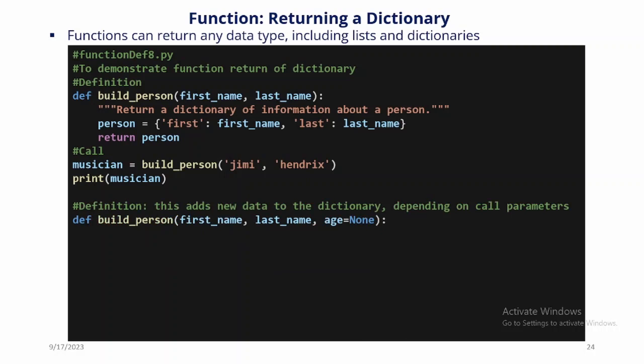So you can also add new data to the dictionary, which depends on the call parameters. So we say build person, first name, last name, age equal to none. In this case, age is an optional parameter, like we saw in the last example.